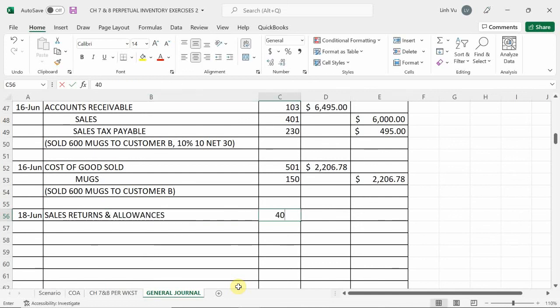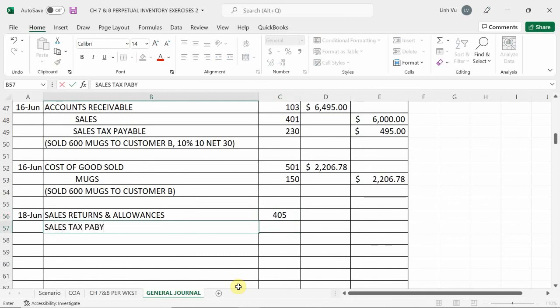Okay. 405. Sales tax, right? We need to undo it. So we need to give back the money. So we're going to decrease the liability. And because we are doing a decrease because we're giving the refund, right? We're going to decrease the amount that the person owes me by crediting the account.